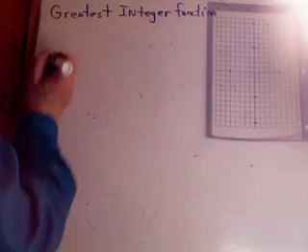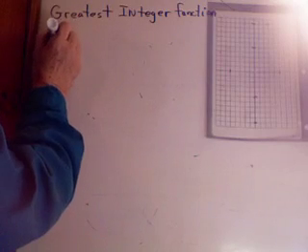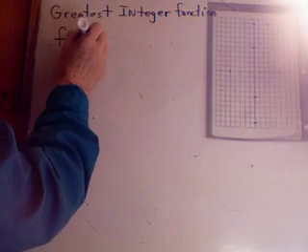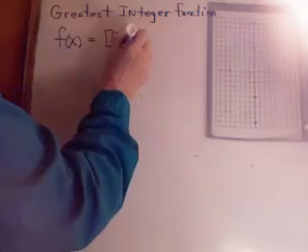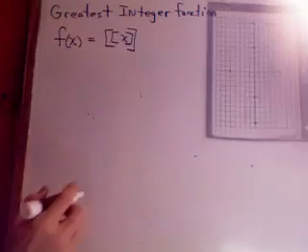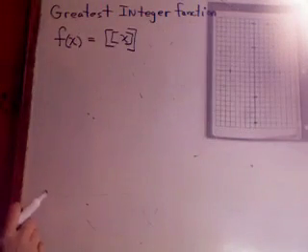Okay, I wanted to review the greatest integer function. For example, if you had this function, f of x equals the greatest integer of x, what does that mean in terms of a graph?